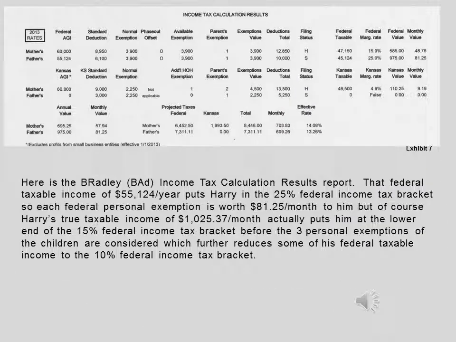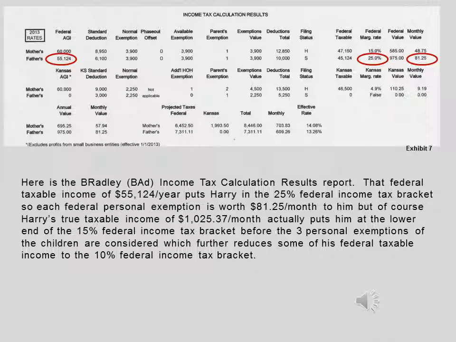Here is the Bradley Bad Income Tax Calculation Results Report. That federal taxable income of $55,124 per year puts Harry in the 25% federal income tax bracket, so each federal personal exemption is worth $81.25 per month to him.